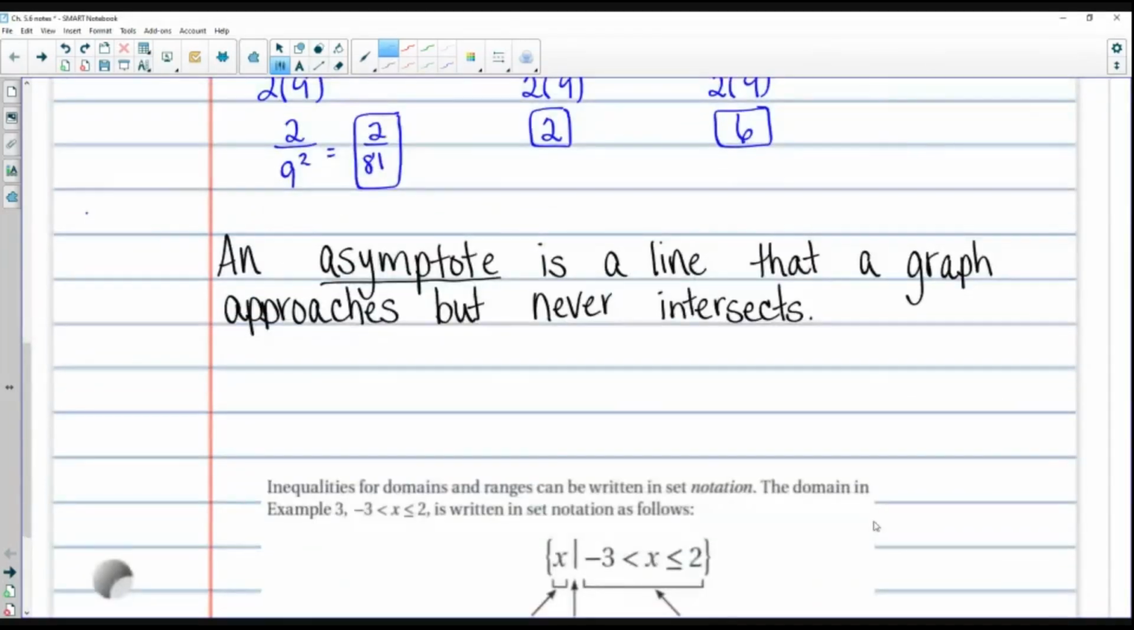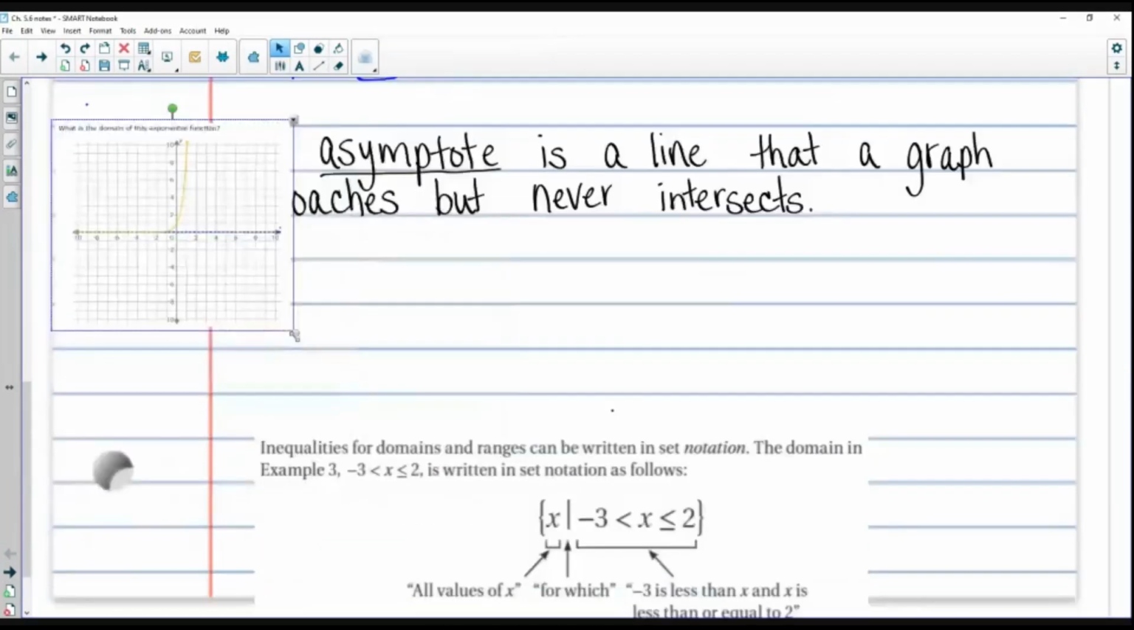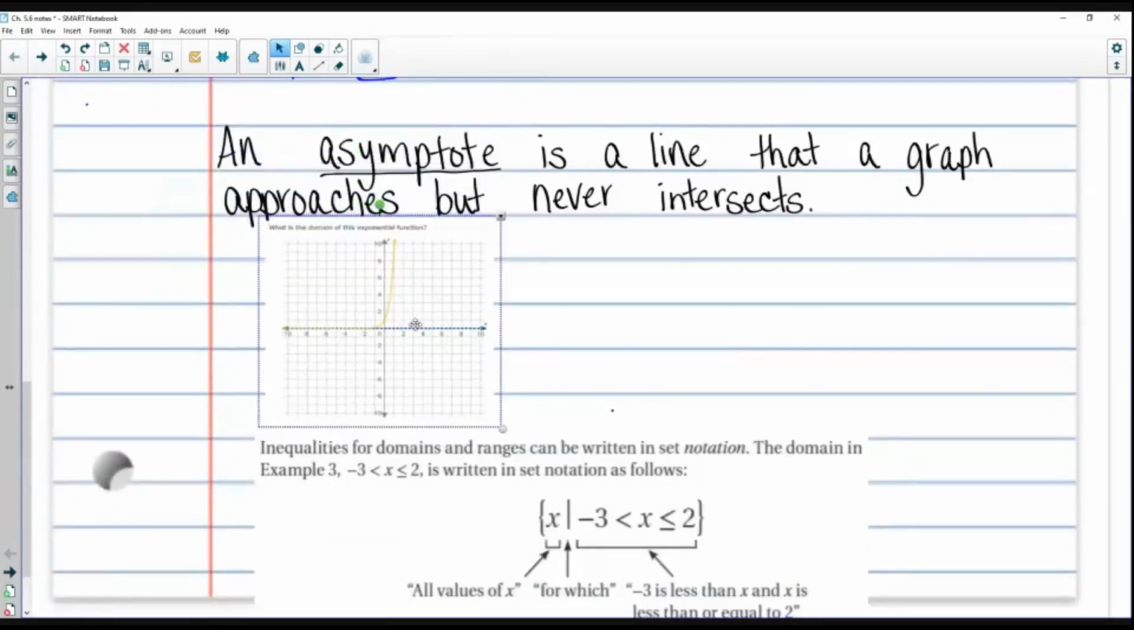So let me show you what I mean by that. Okay, so this graph right here shows you an asymptote. Whenever you have an exponential function, here in yellow, you can see that there's an exponential function, right? More or less. Okay. So whenever you have an exponential function and you see that this graph is approaching this blue dotted line, that's the asymptote. Okay, that blue dotted line, that's the asymptote.